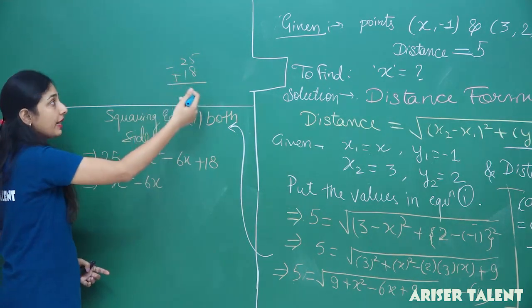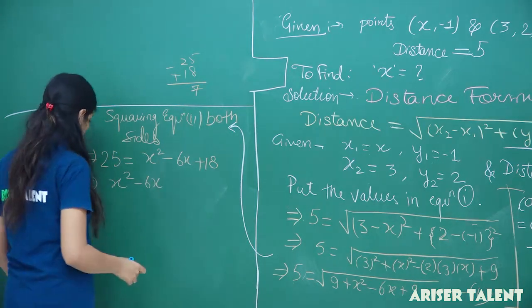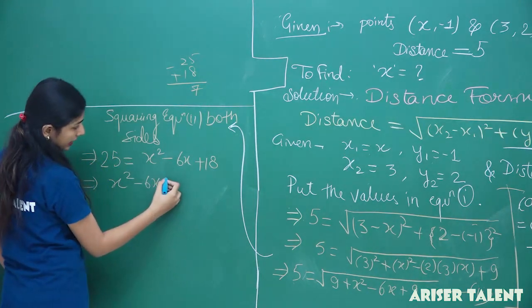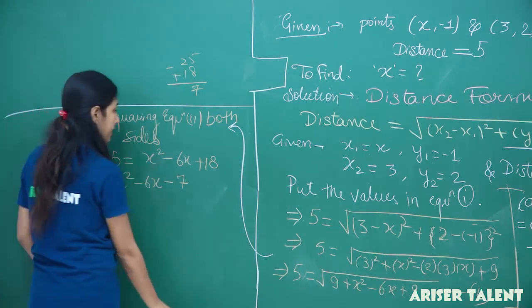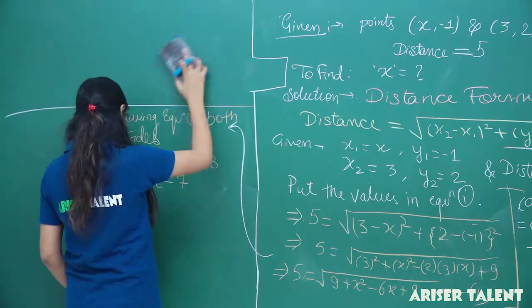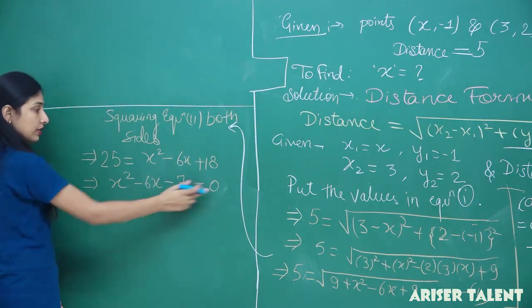So that will be x square minus 6x plus 18 minus 25. So that will be subtract, that will be 7. So here I can write minus 7. Why minus? Because 25 is greater. Equals to what? 0. So this is the equation.